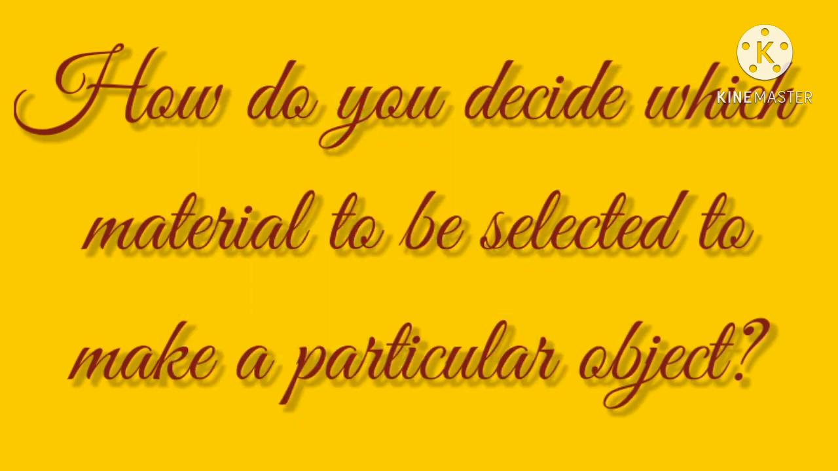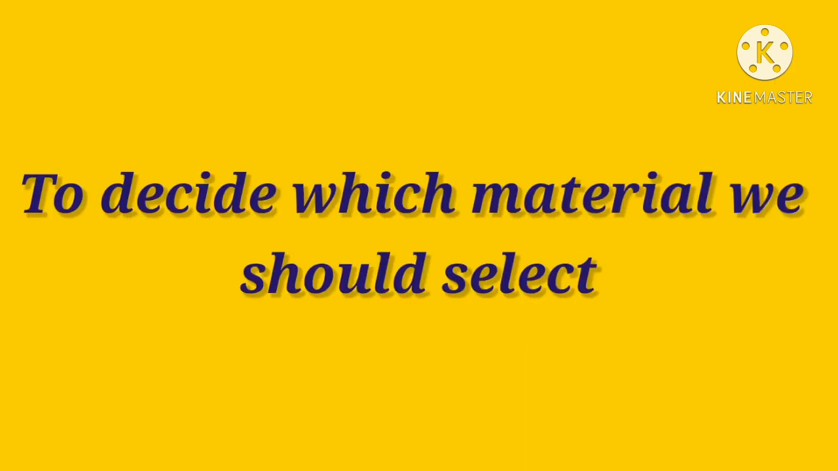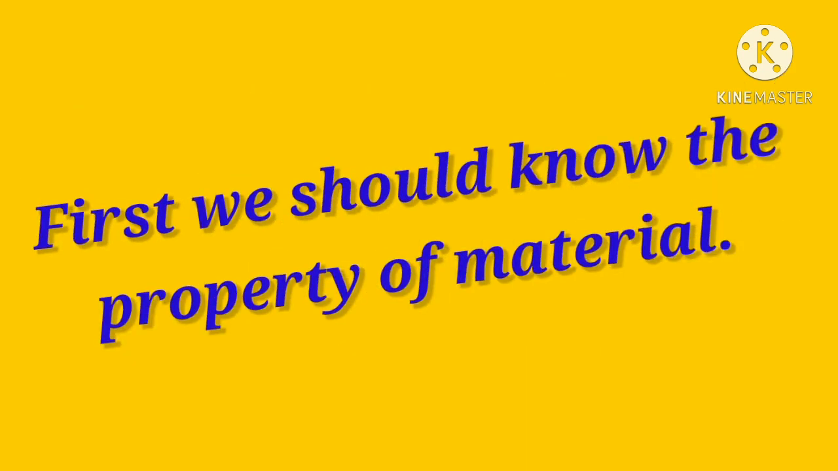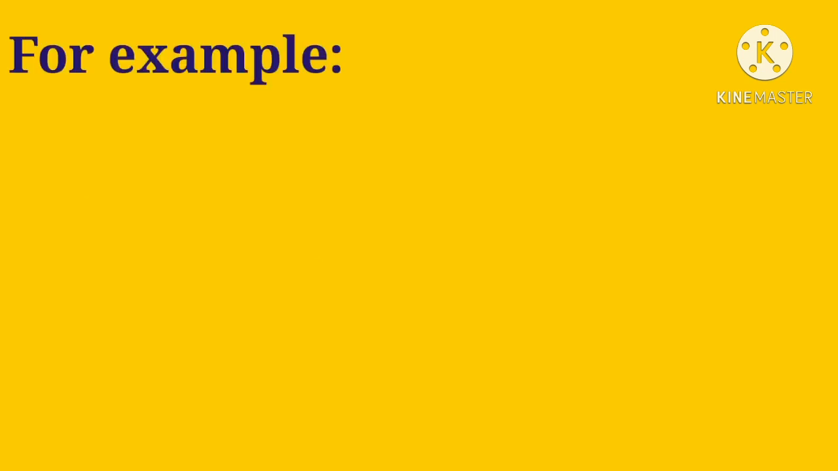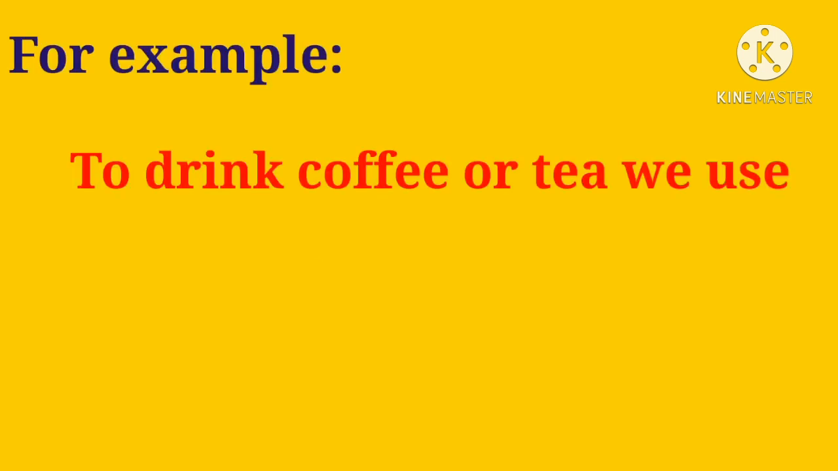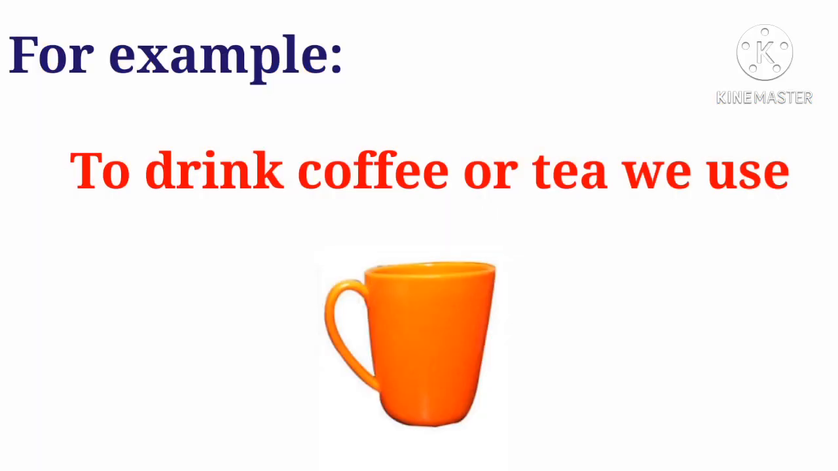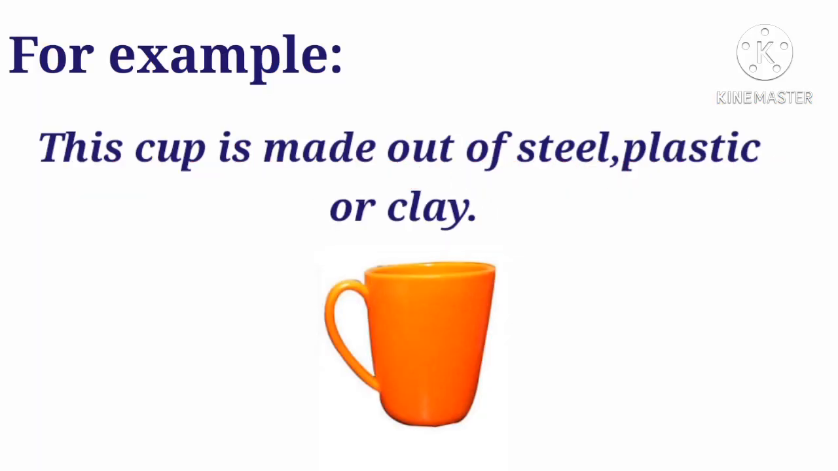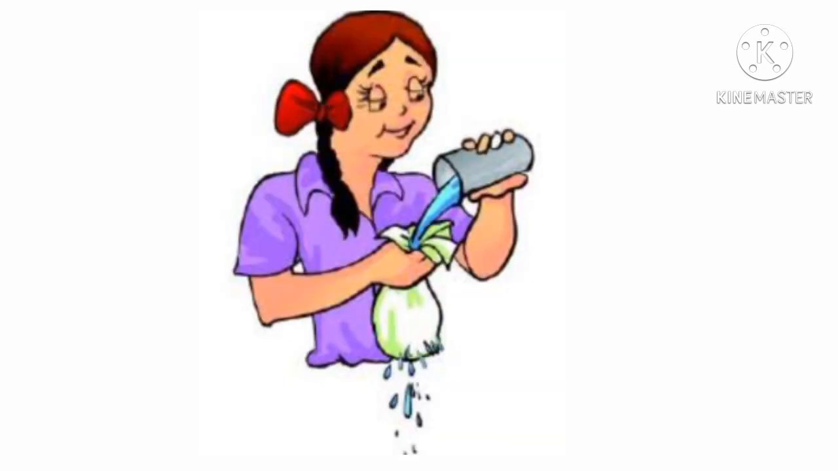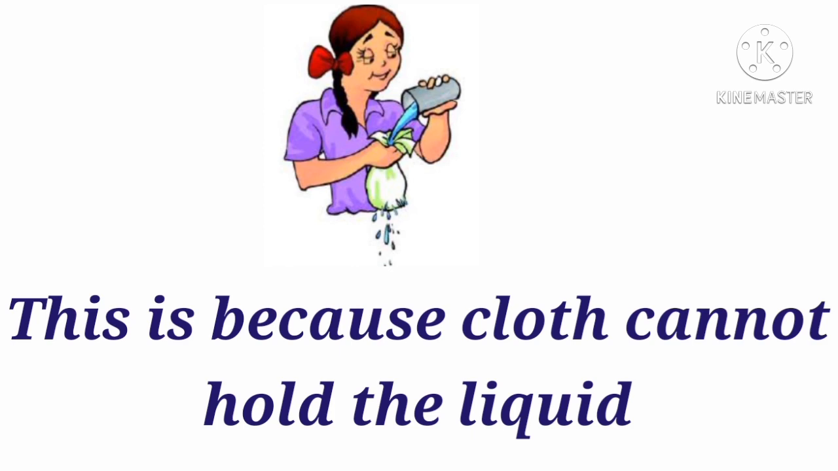But how do you decide which material should be selected to make a particular object? To decide which material we should select, first we should know the property of the material. For example, to drink coffee or tea, we use a cup. This cup is made out of steel, plastic or clay. Children, can we make a cup using a piece of cloth? No, right? This is because cloth cannot hold the liquid.